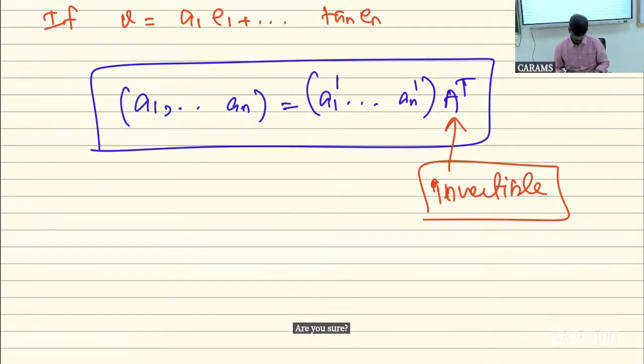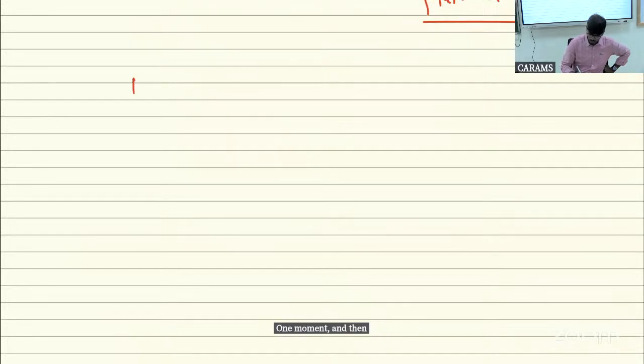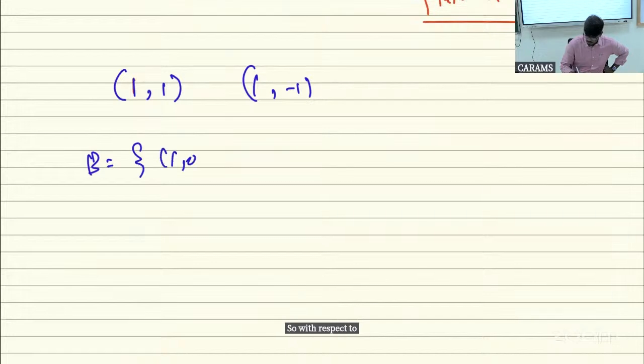You take one basis, one, comma, one, and one, comma, minus one. Okay, let's do that. So with respect to 1, 0 and 0, 1, I know.